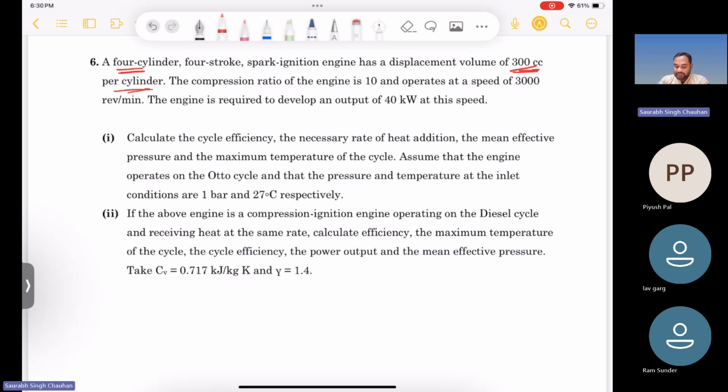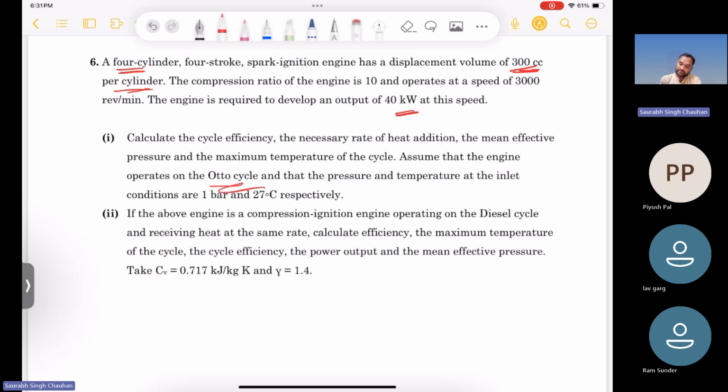The compression ratio of the engine is 10 and operates at a speed of 3000 revolutions per minute. The engine is required to develop an output of 40 kilowatt at this speed. This information is given, and we have to find the cycle efficiency, the necessary rate of heat addition, the mean effective pressure, and the maximum temperature of the cycle. And we can assume that the engine operates on the Otto cycle.